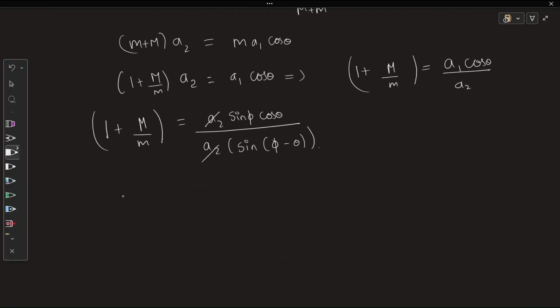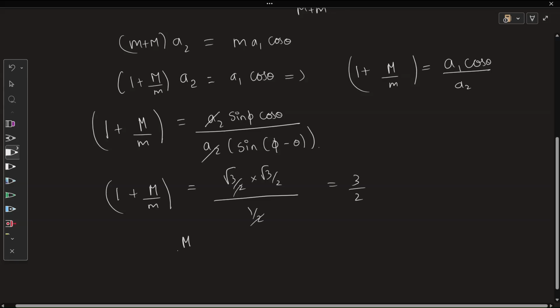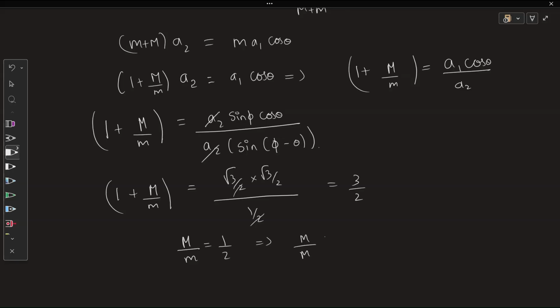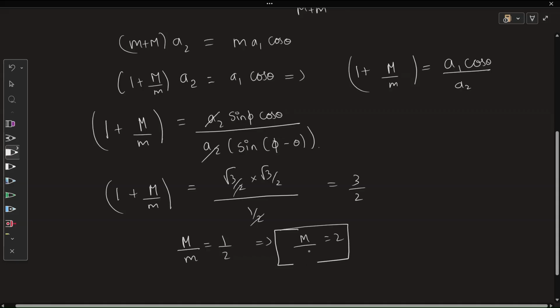So A2 gets cancelled, and 1 plus capital M by small m is equal to sine phi, which is 60 degrees, that is root 3 by 2. Cos 30 degrees is also root 3 by 2, whole divided by sine 30 degrees, nothing but 1 by 2. So we get 3 by 2. So capital M by small m is 3 by 2 minus 1, which is 1 by 2, and small m by capital M is nothing but 2. That is the required answer, small m by capital M.